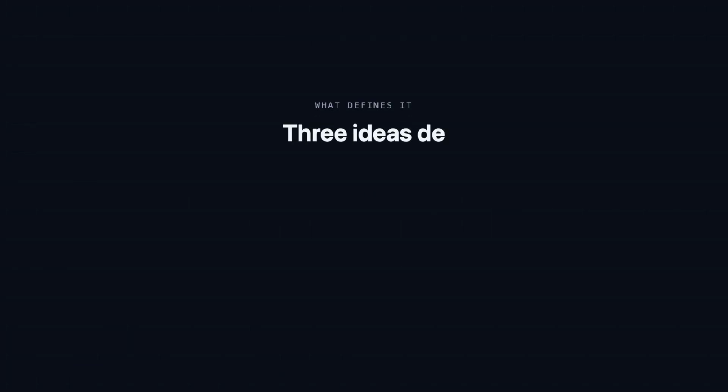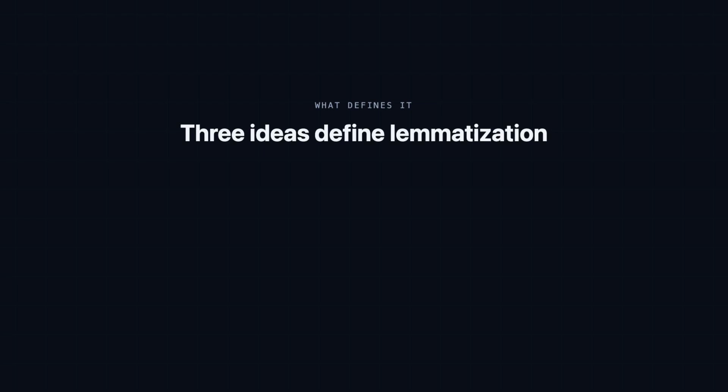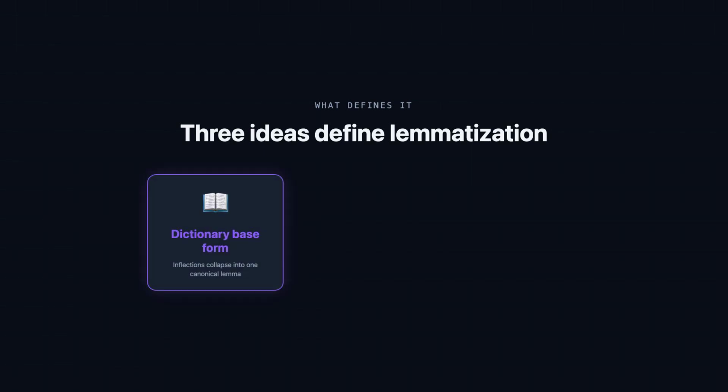Strip it down, and three ideas capture what lemmatization does. First, it reduces every word to its dictionary base form. Inflections and irregulars alike collapse into one canonical lemma. So mice becomes mouse and better becomes good, shrinking the vocabulary a system has to deal with.